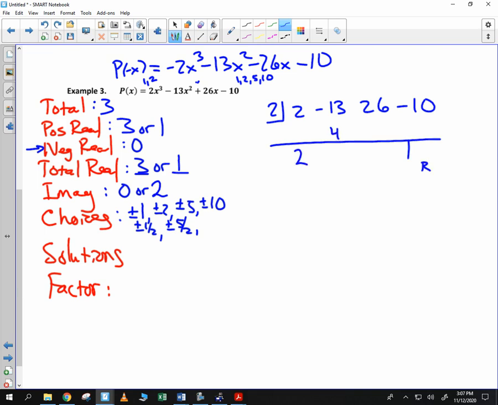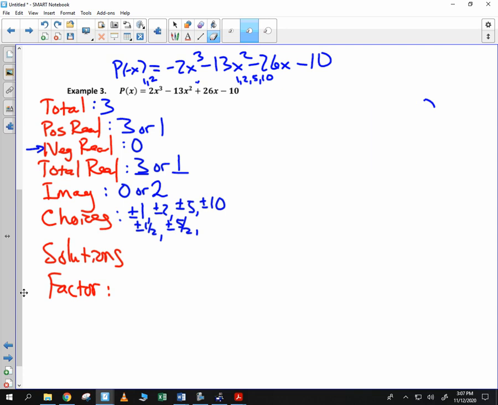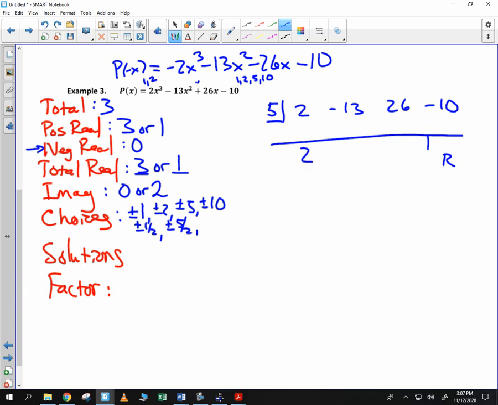2, 4, negative 9, negative 18, 26, and negative 18 makes 8. Sorry about that. 16, nope, that doesn't work. That was unfortunate. Could try 5. If that doesn't work, I'll probably try a half. Two, 10, negative 3, negative 15.